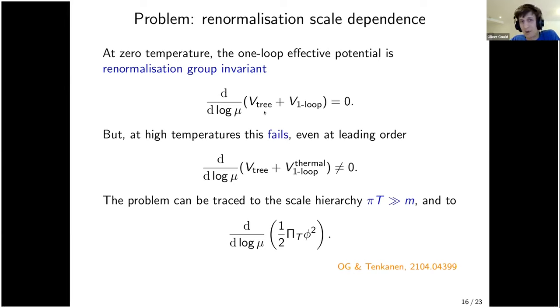The reason it fails is that this part continues to hold, but the thermal parts don't cancel amongst themselves. And the reason, exactly going back to what I said before, is that the thermal contributions are large and they break the loop expansion. So if you stop at some fixed order in loops, you don't have all the contributions that are of the same size in powers of couplings. So this fails, and you can even pinpoint the exact terms which don't cancel. We did so in this paper. In particular, it's this term, where the running of the thermal corrections to the mass doesn't cancel against anything.